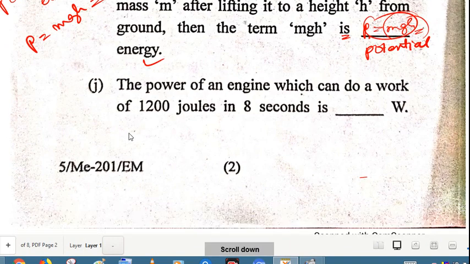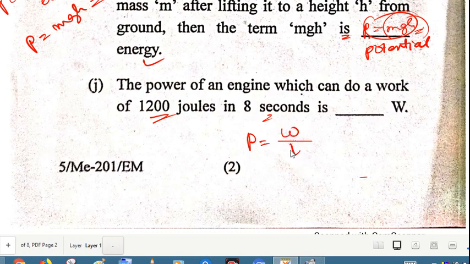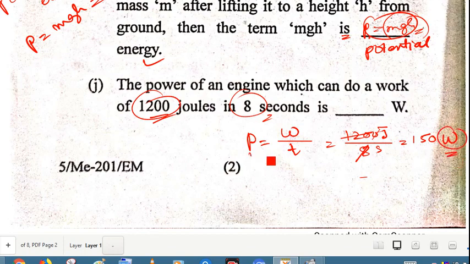The next question they are asking, the power of an engine which can do a work of 1200 joule in 8 seconds. See, what is power? Power is nothing but rate of doing work. So P equal to W by T. They have given you 1200 joule, that means the work done is 1200 joule, which is done for 8 seconds. If you divide it, 8 will divide here 15 times, and this 0 will get cancelled here. So 150 watt. Why watt? Because the unit of power is watt. So here the answer will be 150 watt.